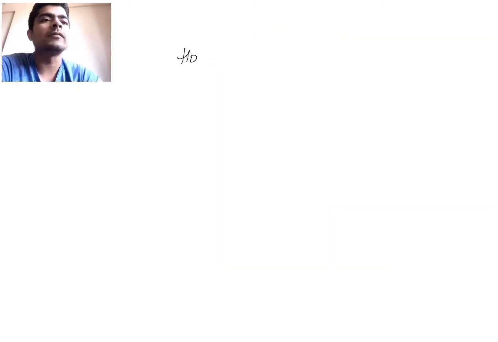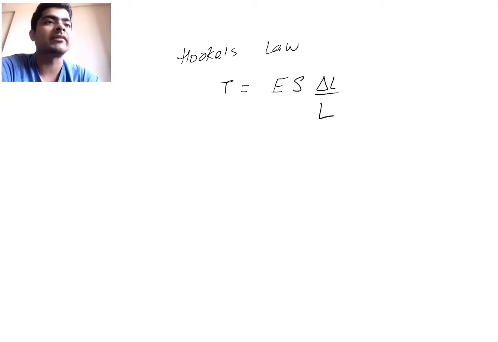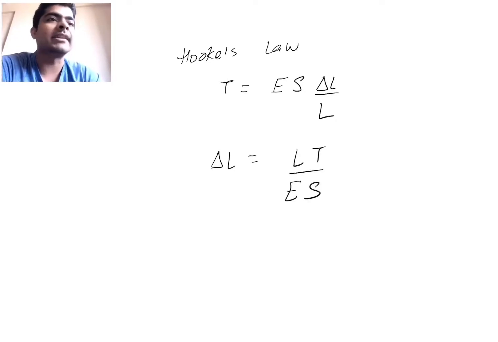So according to Hooke's law, the tension in the loop will be how much? Young's modulus, that is E, multiplied by area of cross section, that is S, multiplied by delta L divided by L. This is the tension in the string. In this equation we have two unknowns, the tension T and the elongation delta L. So we need one more equation to be able to solve this. So first of all, let's just write down that delta L is equal to L T by ES. We will use this later on.